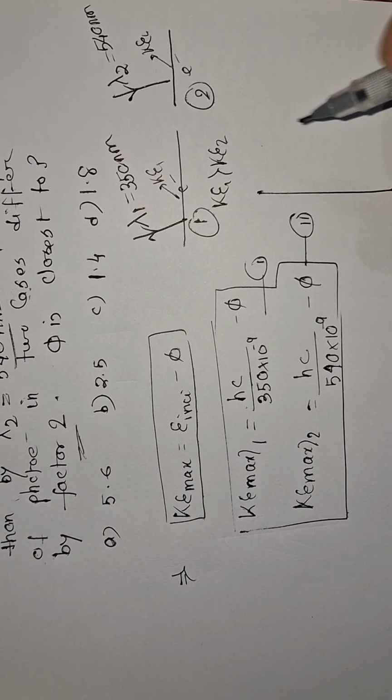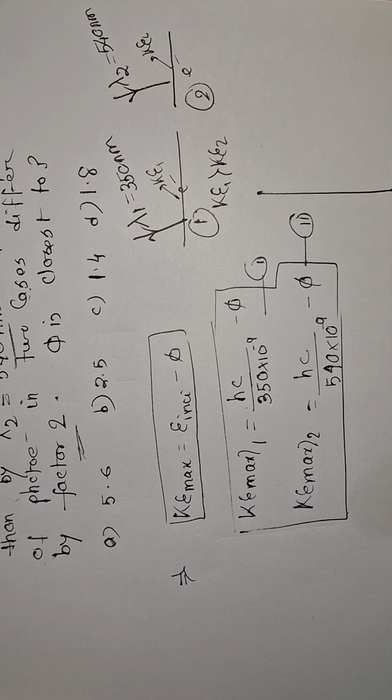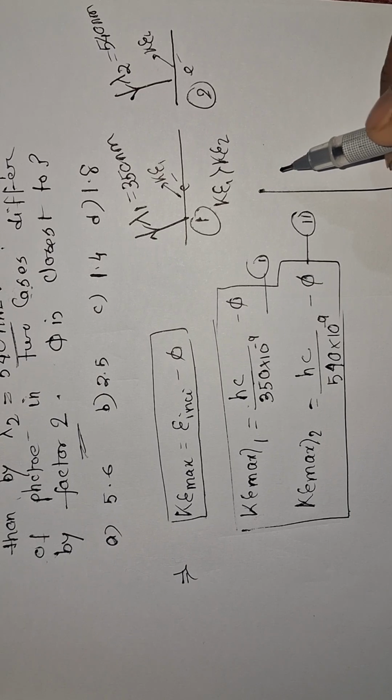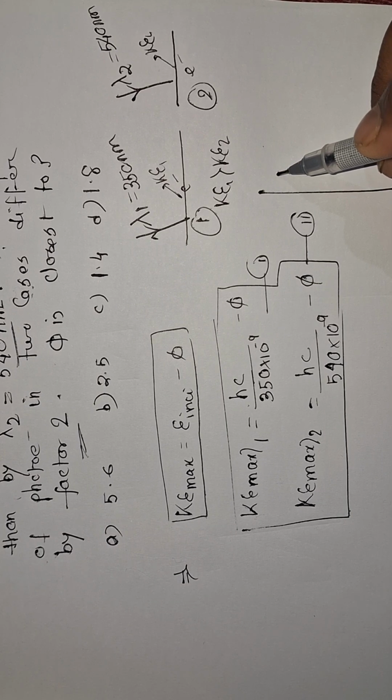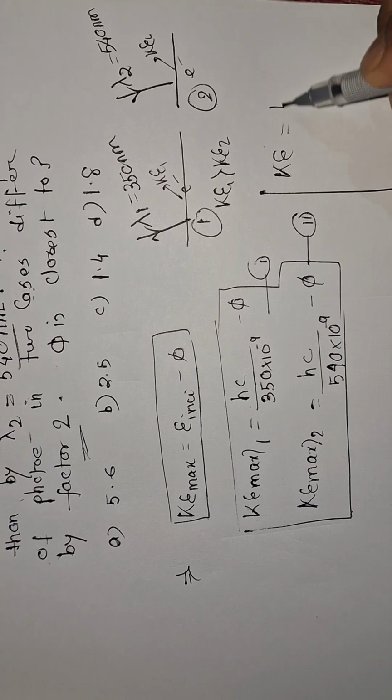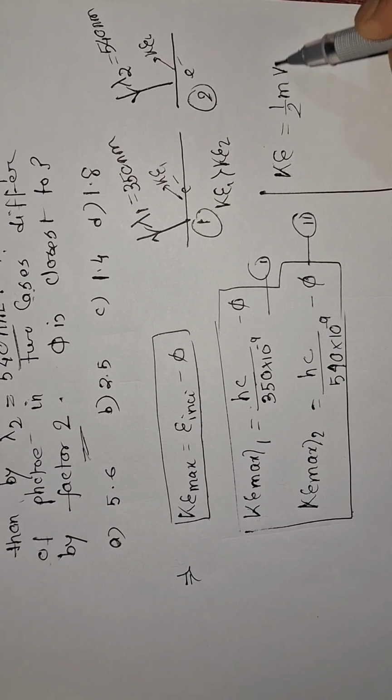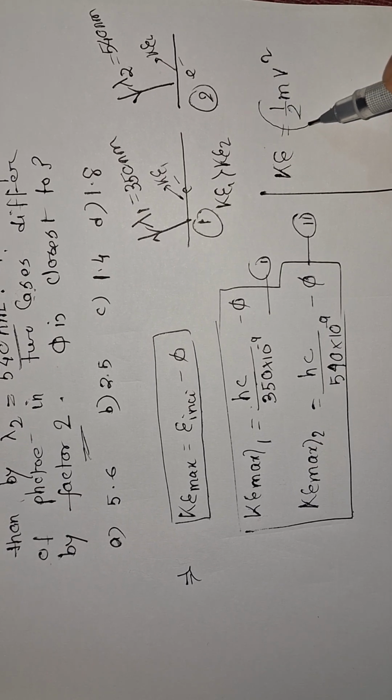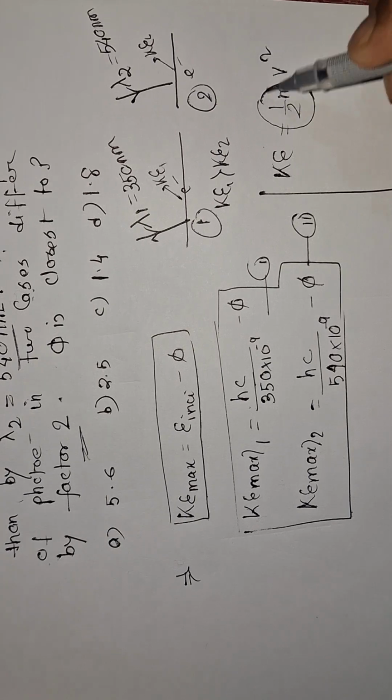Now the thing is, here it is given the velocity differs by a factor of 2. Mind it, they are not talking about Kmax, they are talking about the velocity. So we need to find the relationship between Kmax and velocity. The relation is basically Ke equals half mv square. Now this half m is constant, it is not changing. The changing factor is the velocity.